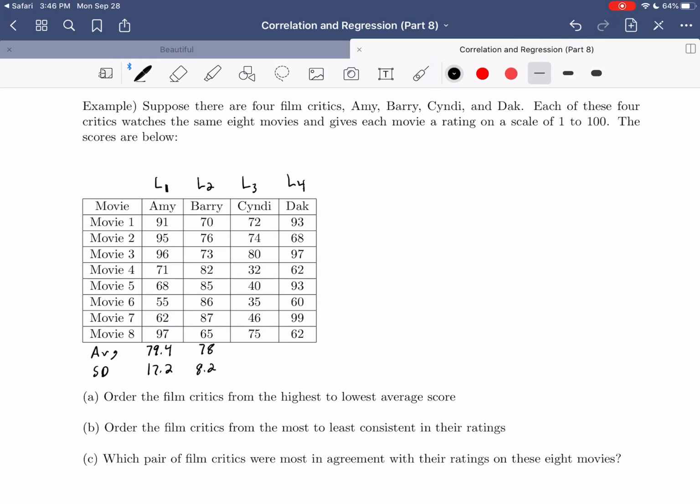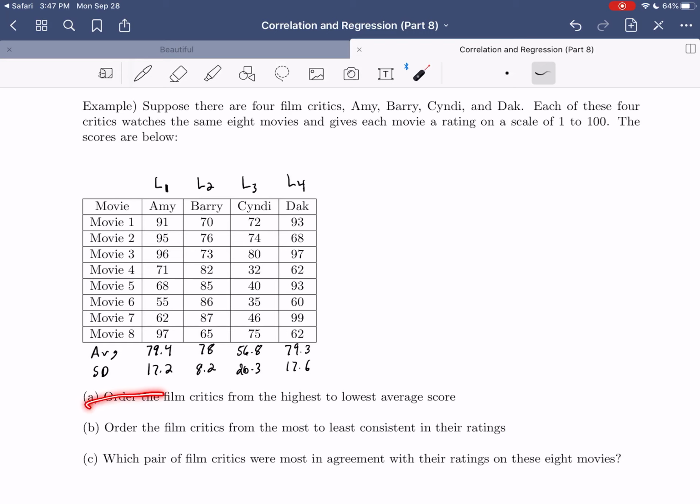For Cindy, we'll go stat, calc, one var stats, but we'll do it for L3. Looks like her average was 56.8 and her standard deviation was 20.3. And then finally for Dak, we'll do stat, calc, one var stats, and at L4. And looks like we should get 79.3 and a standard deviation of 17.6.